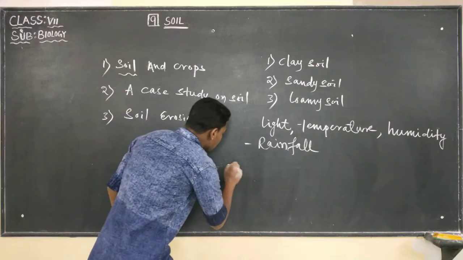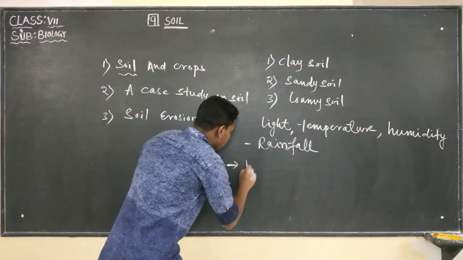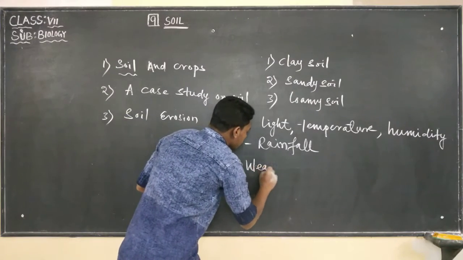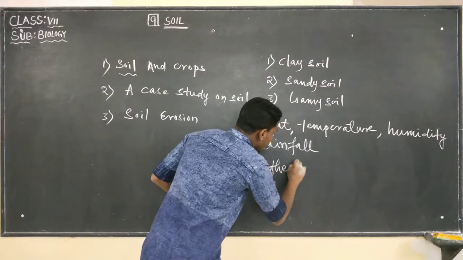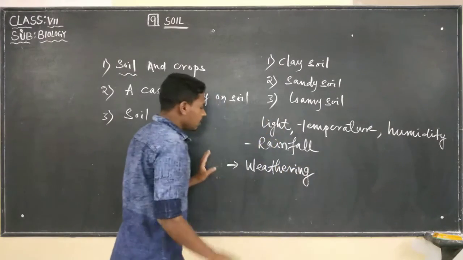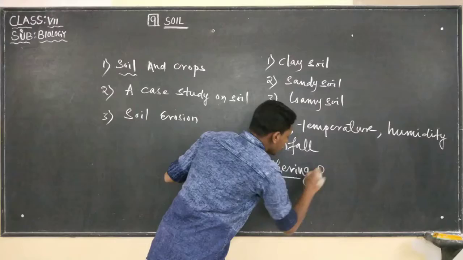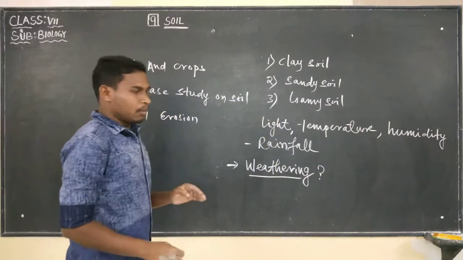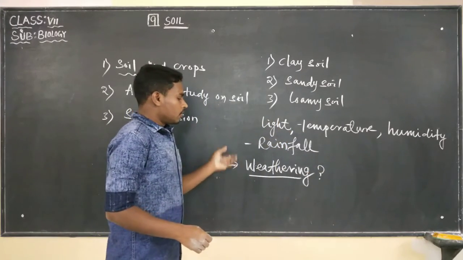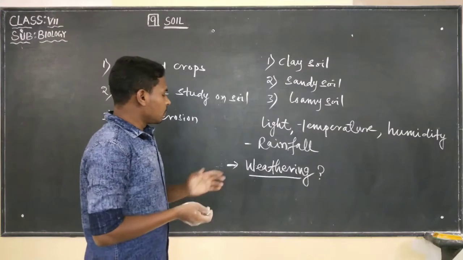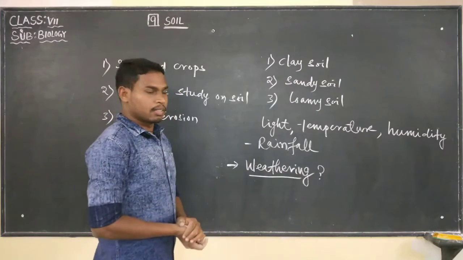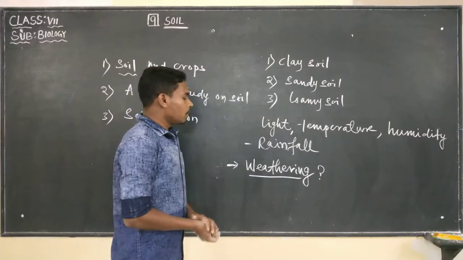We also know that soil is formed by weathering, right? So what is weathering? Weathering is the process by which large rock particles are broken down into smaller pieces. That process is known as weathering.